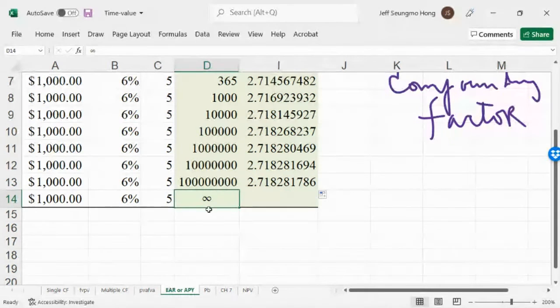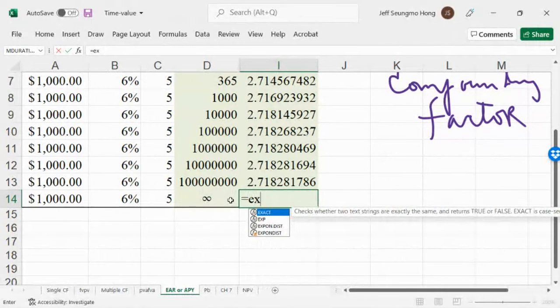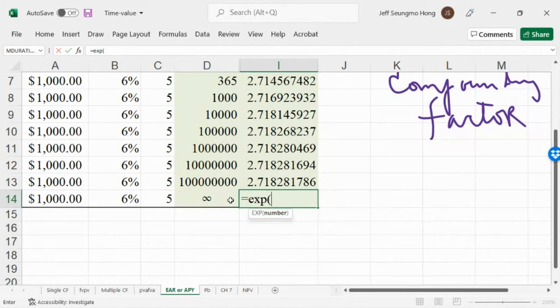And then what if it is increased to infinity? If it is increased to infinity, we will have to use the exponential function, which is exp, which is actually Euler's number. This basically shows you the exponential function for 1 year. Look, it isn't that different.